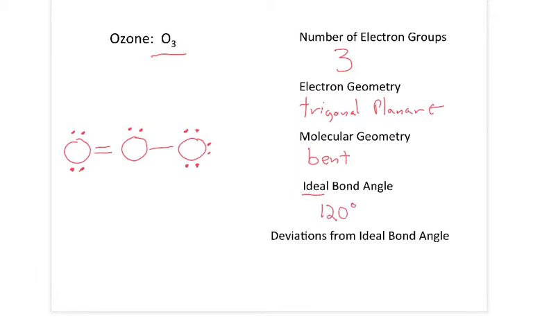All right. Now, what I mean when I ask, are there deviations from the ideal bond angle? When we have lone pairs, as I do in the case of the ozone molecule, they are more repulsive than the bonding electron groups. And so they tend to force the bonded atoms closer together. So while the ideal angle for all trigonal planar molecules is 120 degrees, when I have lone pairs, we do expect deviations from the ideal bond angle. And the actual bond angle is going to be less than the ideal bond angle.